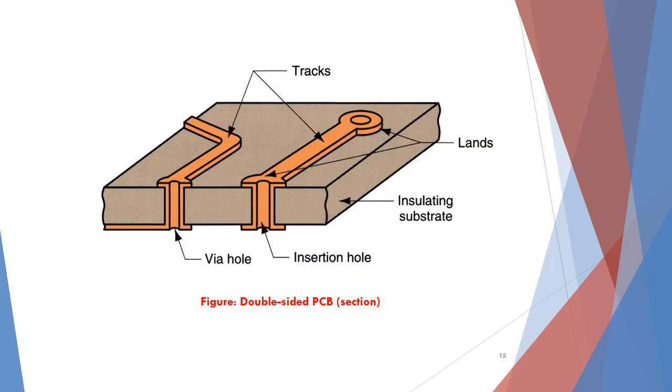Once the plating process finishes, what you will see is an insulating substrate, with insertion holes and via holes. These are the tracks where all the circuits are interconnected together.